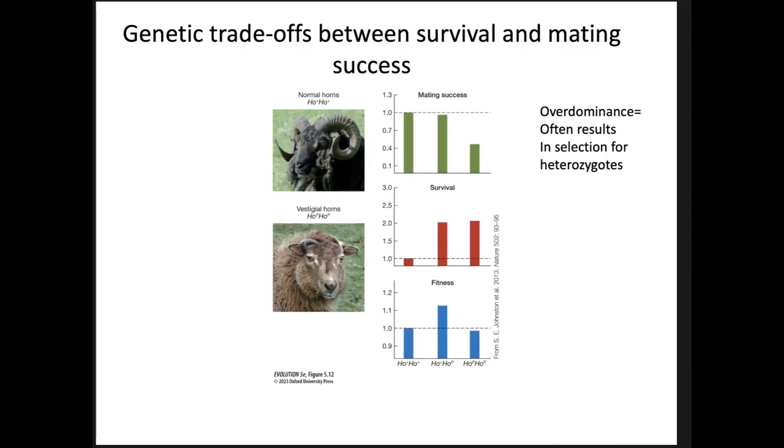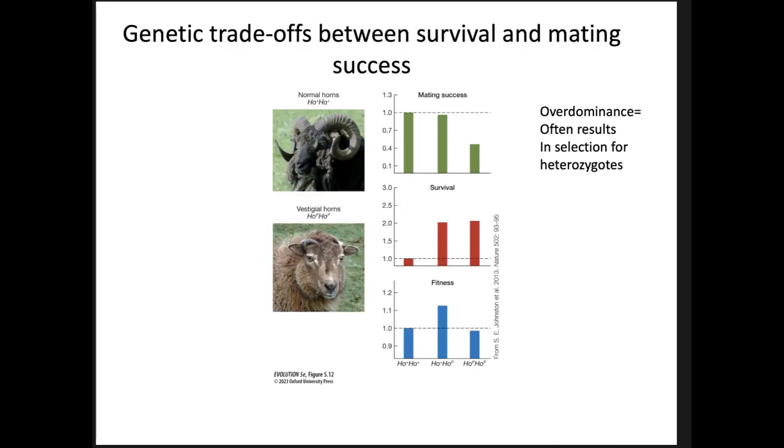But the other phenotype that is possible in these types of sheep, because of this sort of dramatic polymorphism that they have in their genomes, is that they can have these really tiny horns. So the guys at the bottom have these really, really small horns. And they have pretty low mating success as a result of these really small horns. They're called vestigial horns. But they have high rates of survival because they're not banging each other's heads against each other and fighting for females.